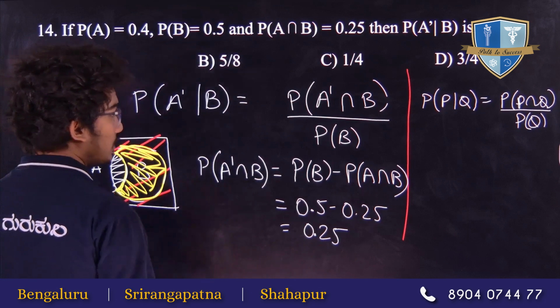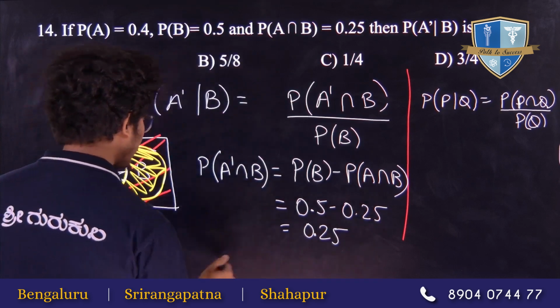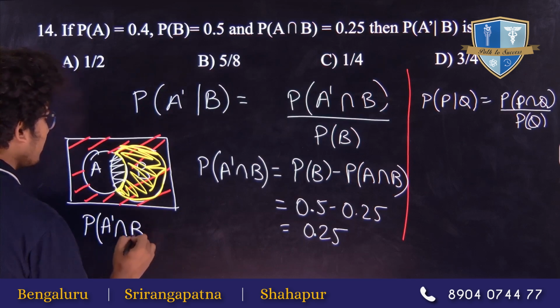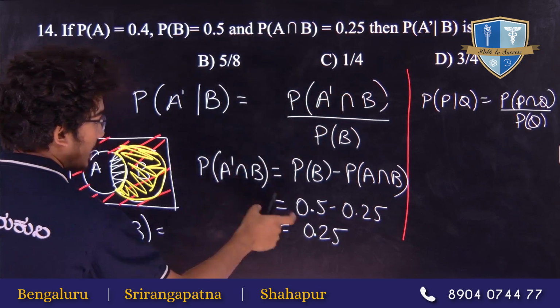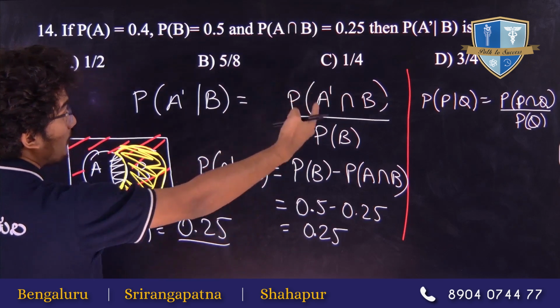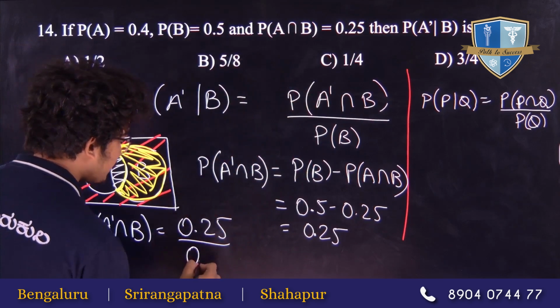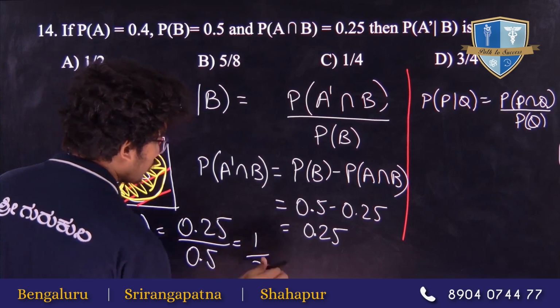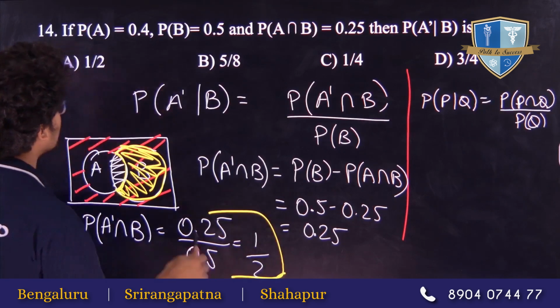Now we will put this in our formula. So probability of A dash given B will become, this we calculated as 0.25 divided by probability of B, which is 0.5. If you calculate, this is 1 divided by 2. So 1 by 2 is our final answer, option A.